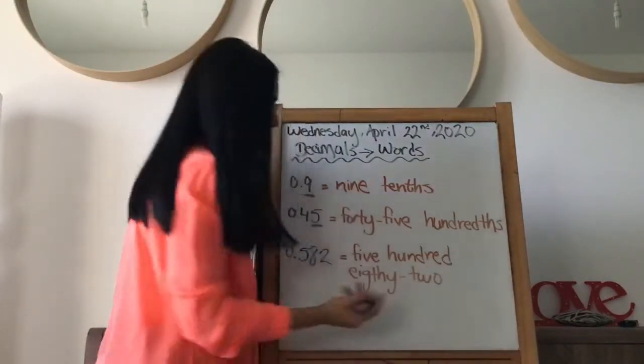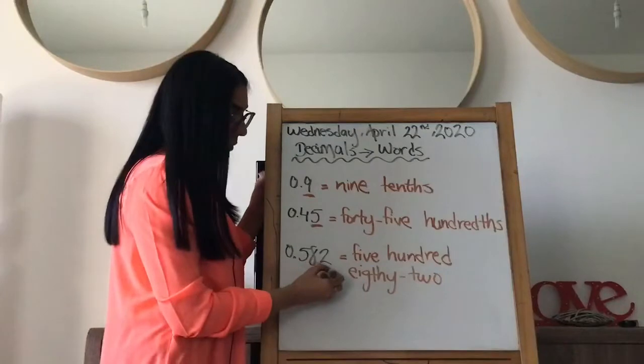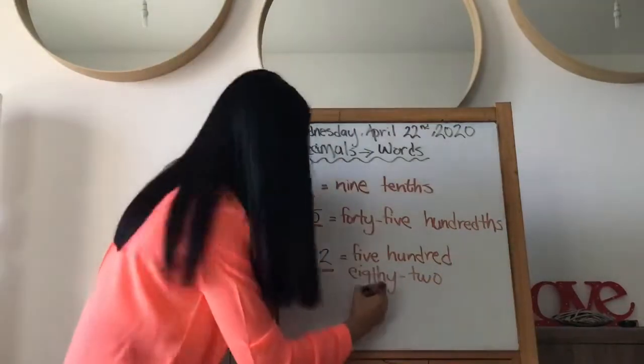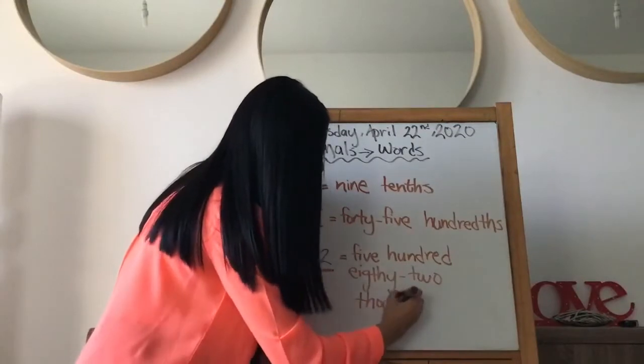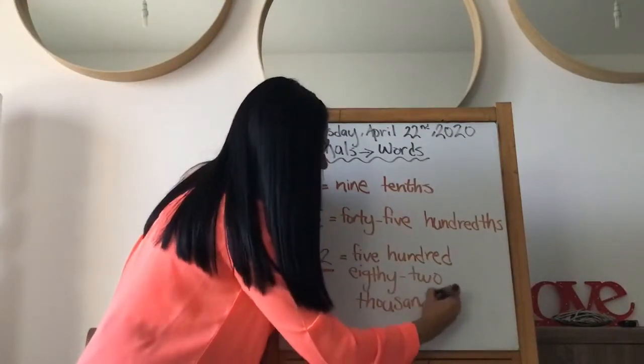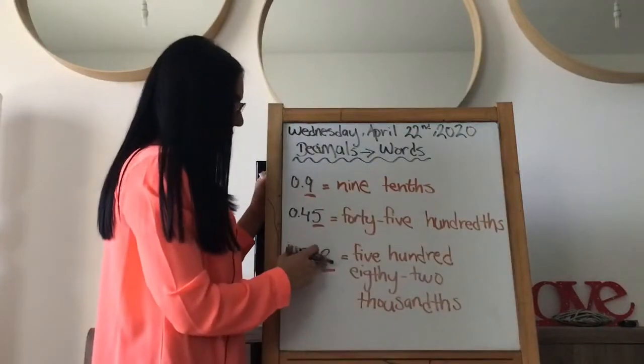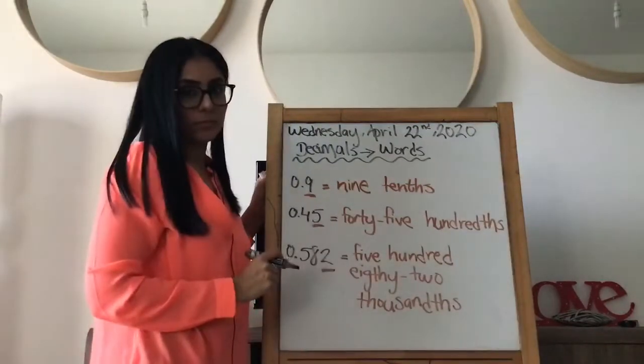582, and then I know I need to have an ending. What place value is the last digit in? Tenths, hundredths, thousandths. So thousandths. So I put the number 582 thousandths, right?